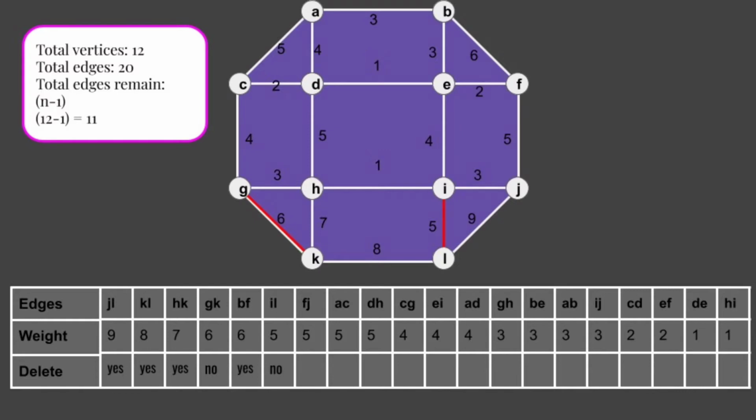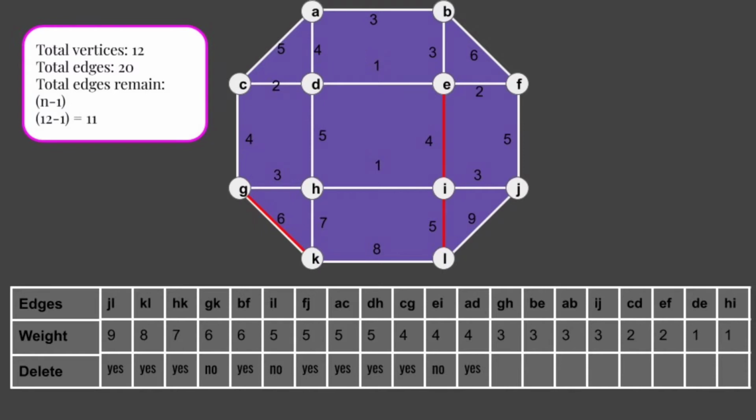We can't delete this edge because K will be isolated vertex. The graph will still be connected even though this edge has been removed. Same goes to this edge, the graph will still be connected to the other vertices even though it has been deleted. The edge DH also can be deleted. We can discard this edge too. We must keep this edge.